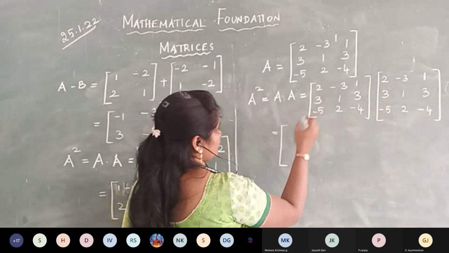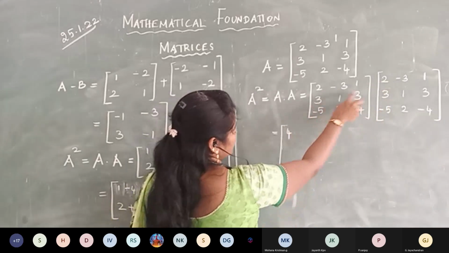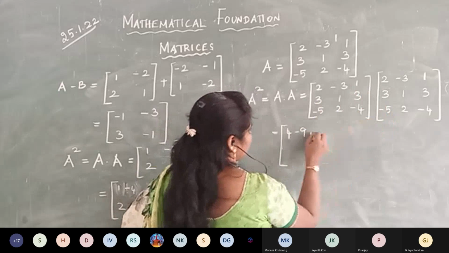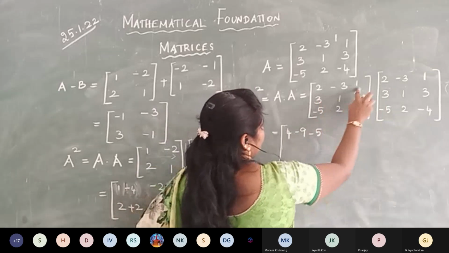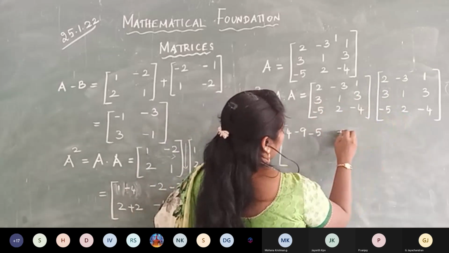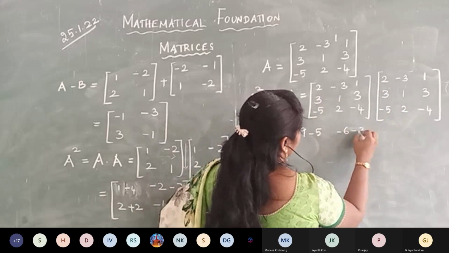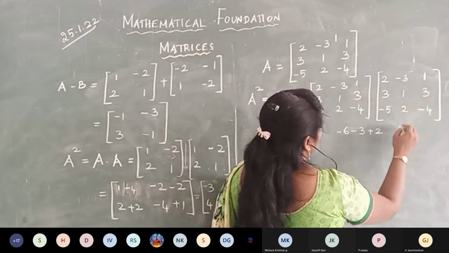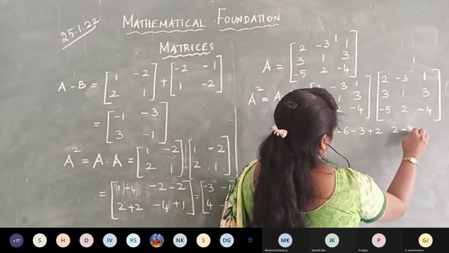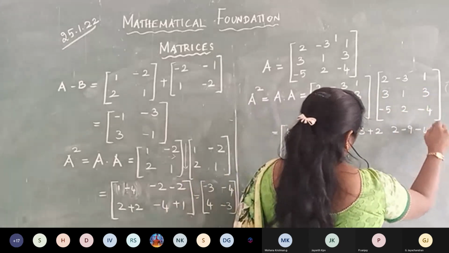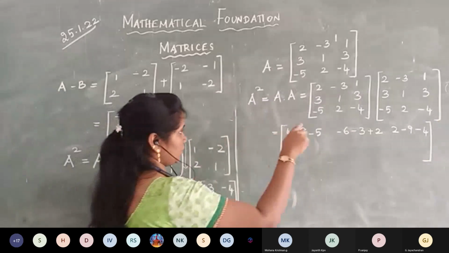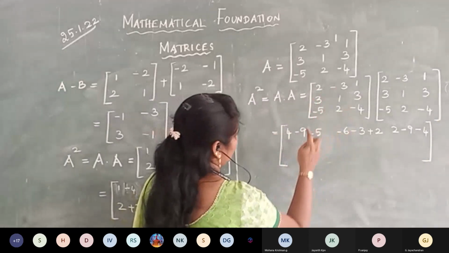So it will be 2 into 2, 4, minus 3 into 3 is minus 9, 1 into minus 5 is minus 5. First row, second column: minus 6, minus 3, plus 2. First row, third column: 2, minus 9, minus 4. So this is the first row.